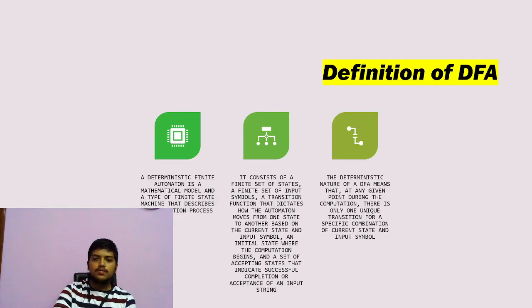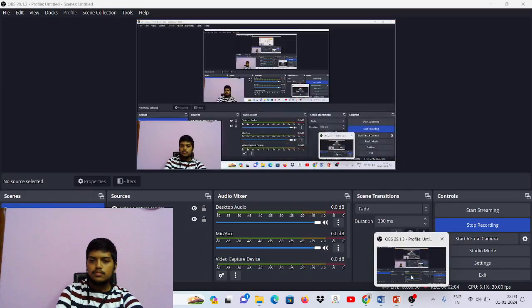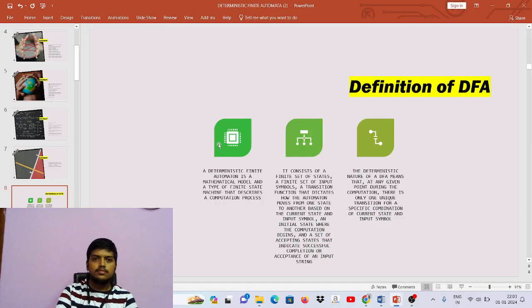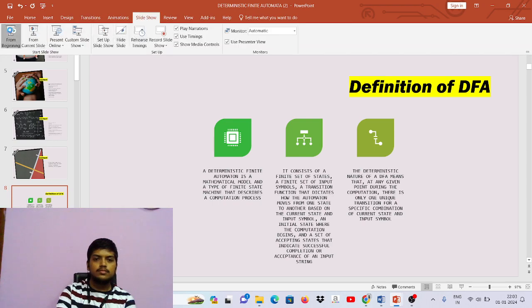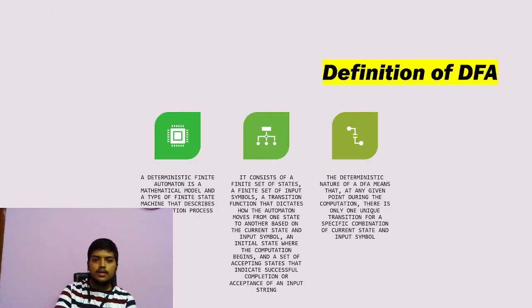So, first you have definition of DFA. DFA is a mathematical model and a type of finite state machine that describes a computational process. It consists of a finite set of states, a finite set of input symbols, a transition function that describes how the automaton moves from one state to another based on the current state and the input symbol.